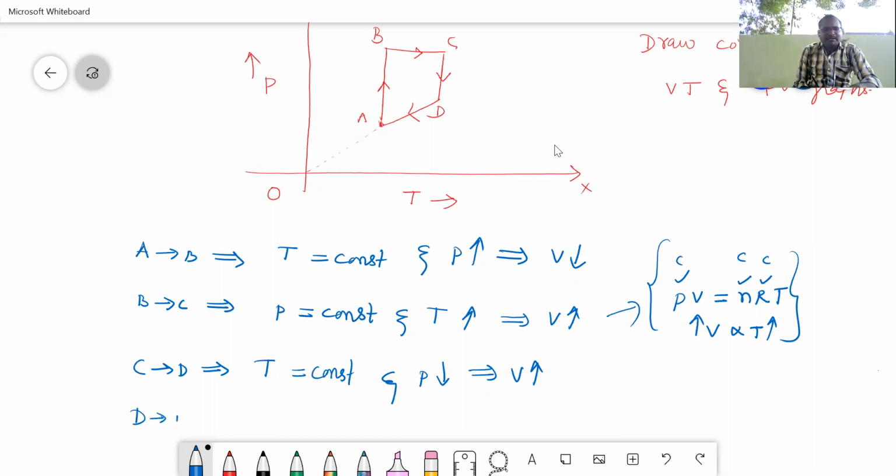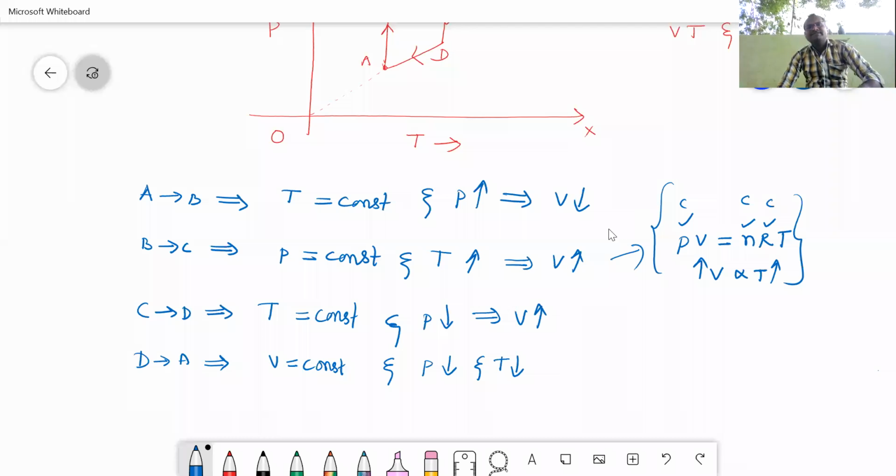Next, the D2A process. What happened? See, check this one. D2A line is passing through the origin. Means what is constant? Volume is constant. Good, Abhay. Volume constant. What about pressure and temperature? Pressure is also decreasing and temperature is also decreasing. See the diagram, it is going like this. Clear? This is the information we have. Now, all this information we need to show in a diagram. We need to draw the VT graph and a PV graph. That's it. We'll get the answer.